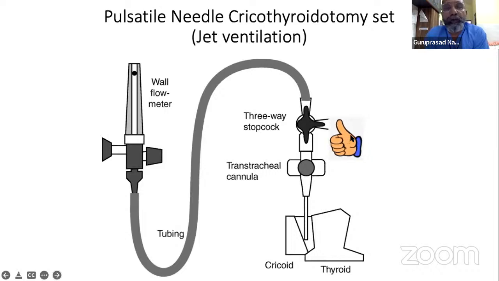So this is how you use the pulsatile needle cricothyrotomy set for cricothyrotomy. And as I said, once you secure the airway with a cricothyrotomy, it is just temporary, and you have to look out for a permanent airway access.